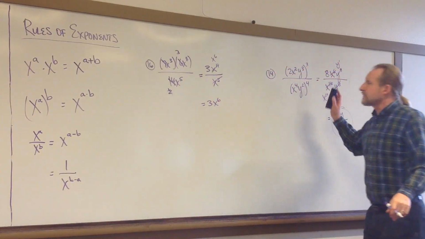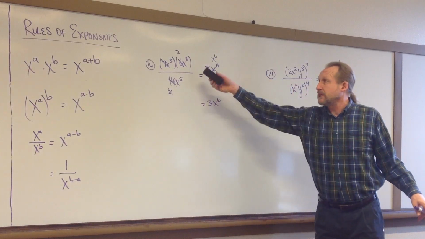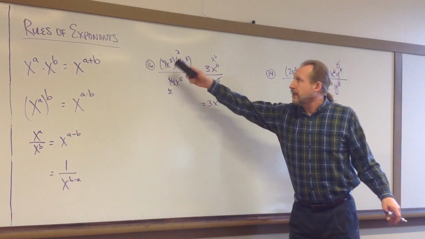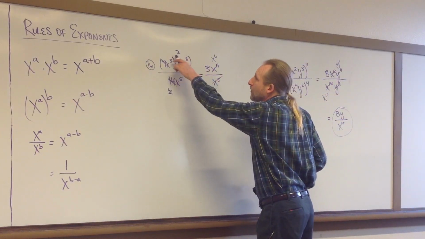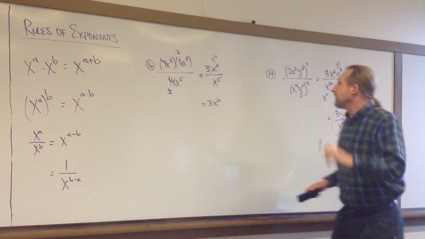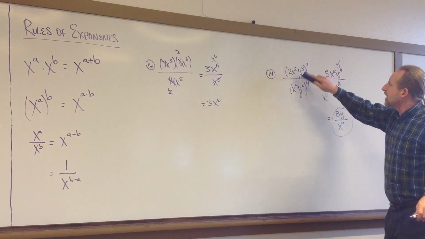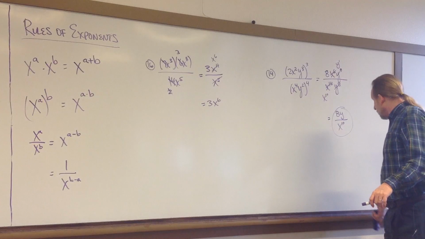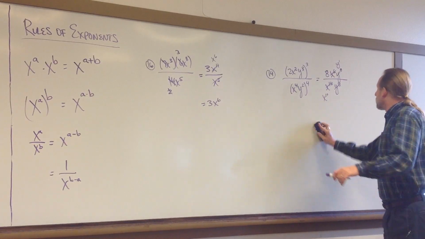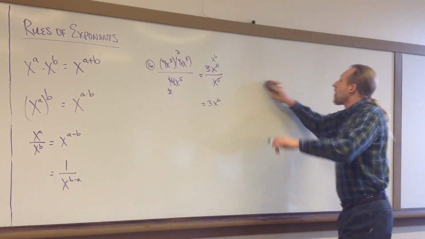So notice the difference, like I pointed out, between 14 and 16. Here, you can cancel because there's no exponents outside those parentheses. Here, you've got to raise those things to exponents first before you go ahead and cancel.